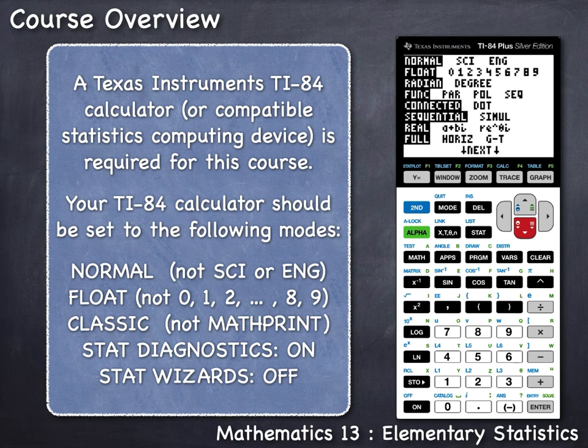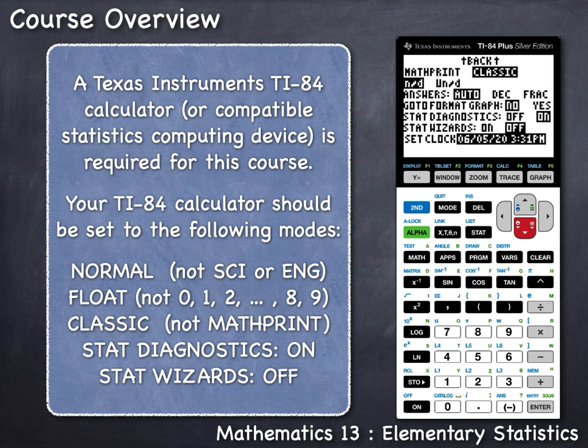So arrow down all the way till you get to the second page. Here we need to set the mode to the classic mode. So we arrow the blinking cursor over to classic, and with it blinking on classic, we press Enter to select it. We want the classic mode to be selected, not the math print mode.